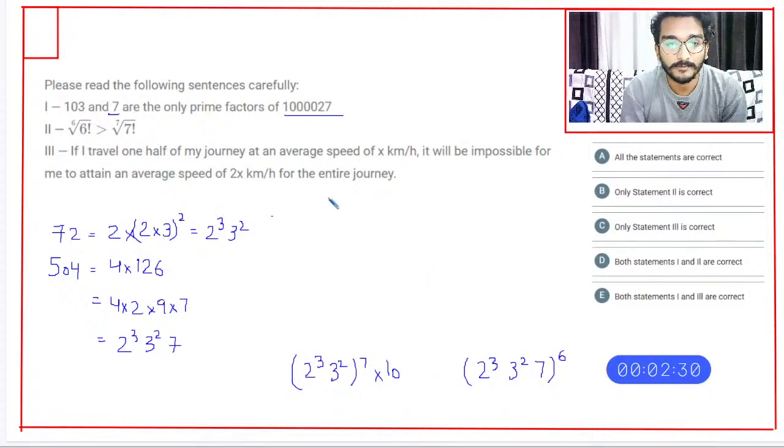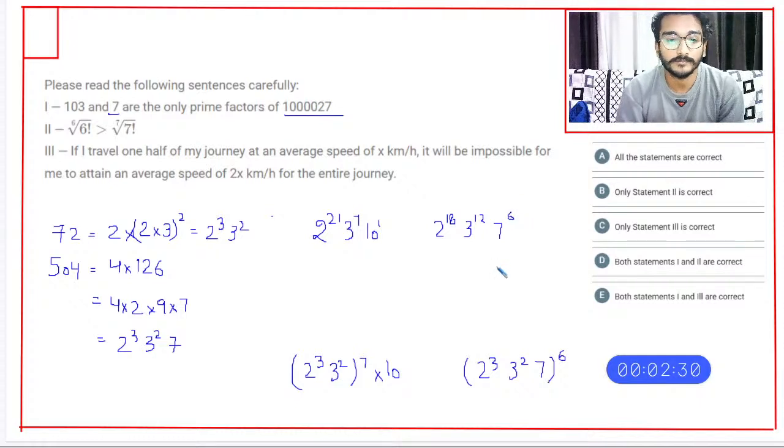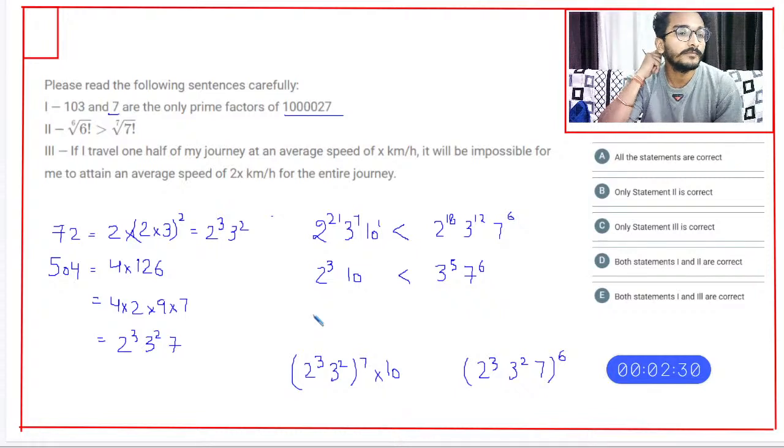Now here we can say it is 2 raised to the power 21, 3 raised to the power 7, 10 raised to the power 1, and 2 raised to the power 18, 3 raised to the power 12, and 7 raised to the power 6. Fine. 2 raised to the power 18 can be eliminated, and 3 raised to the power 7 can be eliminated. We have 10 left, 2 is not there, 3 raised to the power 5. So it is visible, this is a bigger number. So that was wrong.